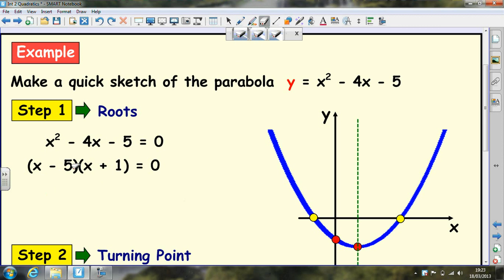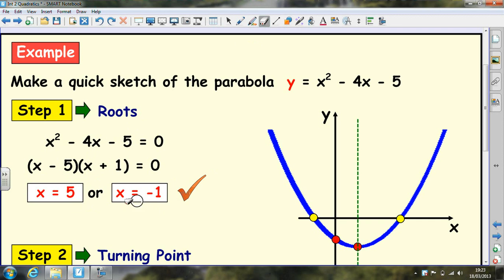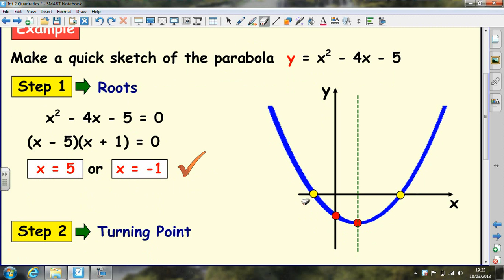So either that first bracket has to equal 0, in which case x would be 5, or the second bracket has to equal 0, in which case x would be minus 1. And that's your roots. So if you're asked for the coordinates, you would say minus 1, 0, which would be here, or 5, 0. Make sure you get that the right way round and not say 0, negative 1 and 0, 5. You'd lose marks for that. Okay, so that's how to work out the roots.